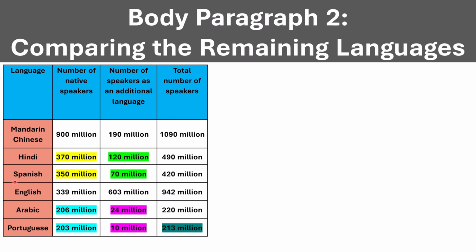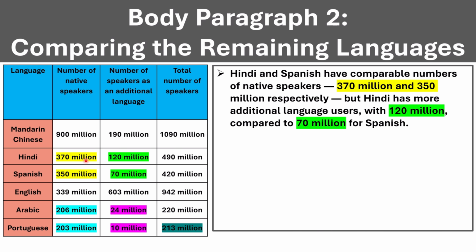Both have around 350 to 370 million native speakers, but Hindi has more additional users, 120 million compared to 70 million for Spanish. This results in a higher total for Hindi. We can write it this way.